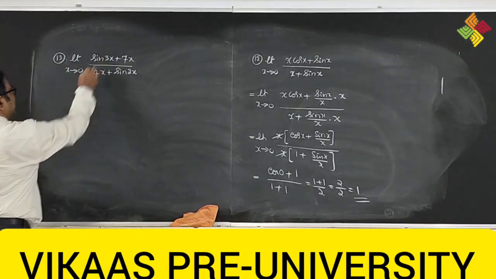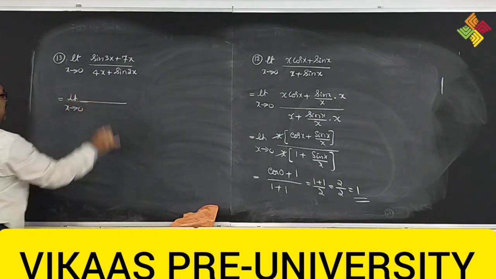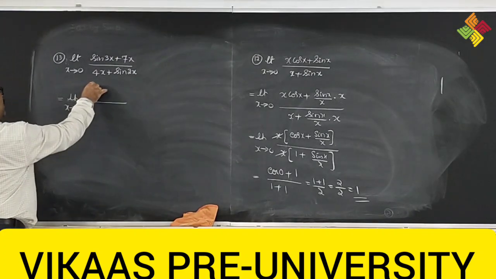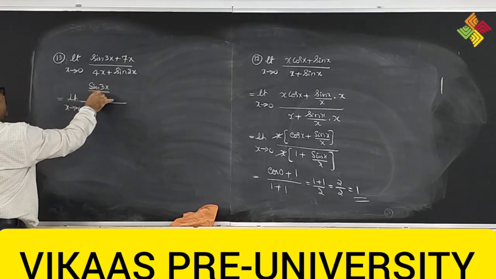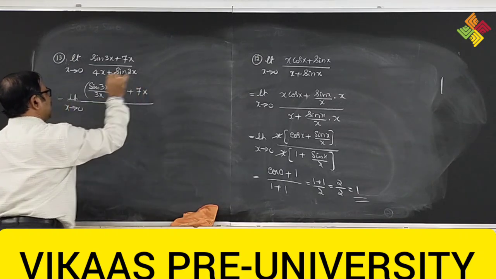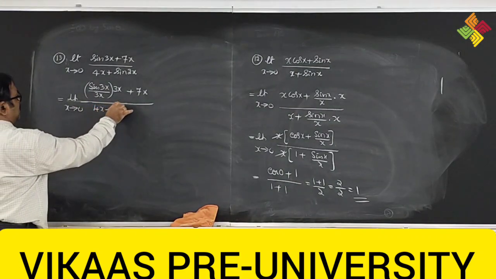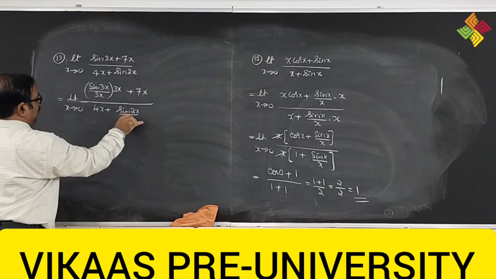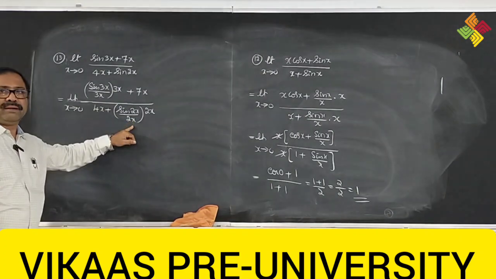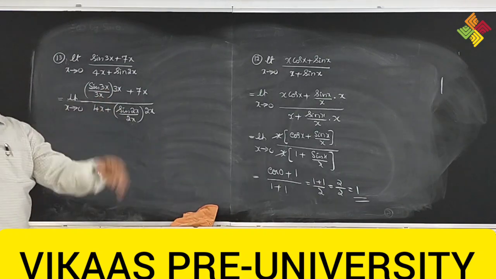See, sin 3x is there. What did I tell? First, you are reducing the problem into general form. Sin 3x, how do you write? Sin 3x by 3x into 3x plus 7x divided by 4x plus sin 2x by 2x into 2x. Why? Sin theta by theta. So sin 2x by 2x must be there. Here sin 3x by 3x must be there.